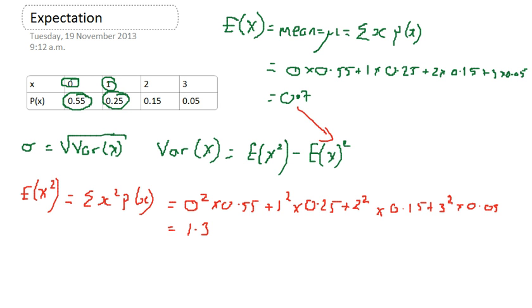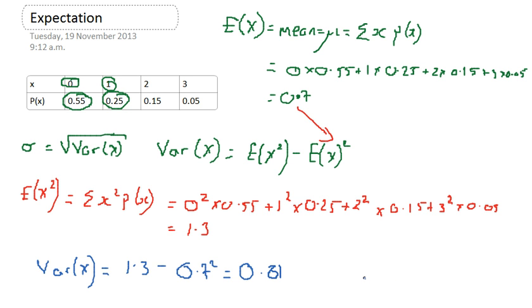So I'm left with a calculation to work out my variance, which is the expectation of x squared, which I've just calculated as 1.3, minus the expectation of x, which is 0.7, squared. Now, of course, you're all smart enough to know that because I'm going to have to square root this in a minute, I cannot get a number here that is negative. That just doesn't work. So I've got a variance of x as 0.81.